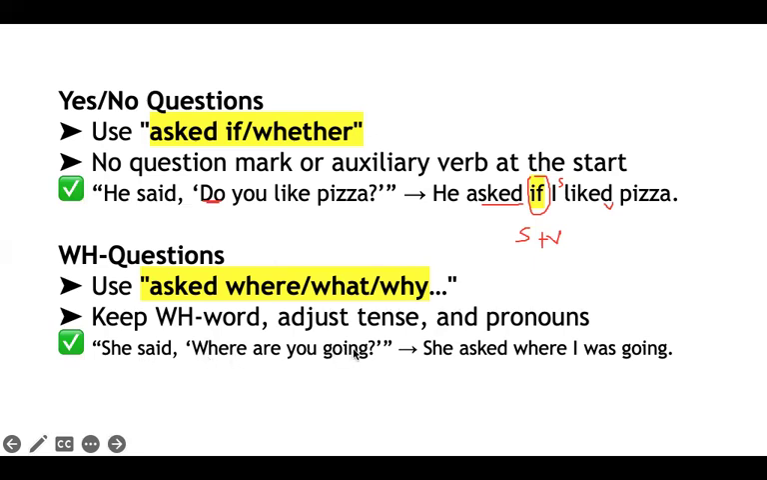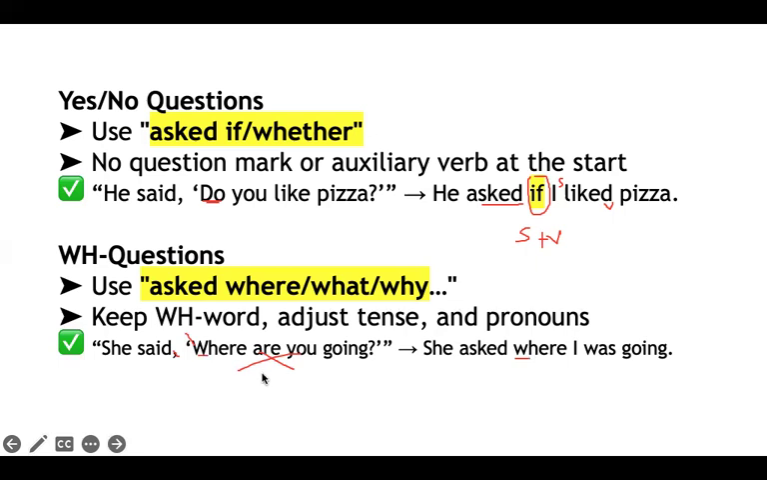She said, where are you going? She asked where, will remain where, we'll just change it to small and remove the commas. Where. Now you is the subject. It changes to I, and we have to change the sequence over here. The verb will go after the subject. As I said, subject plus verb.